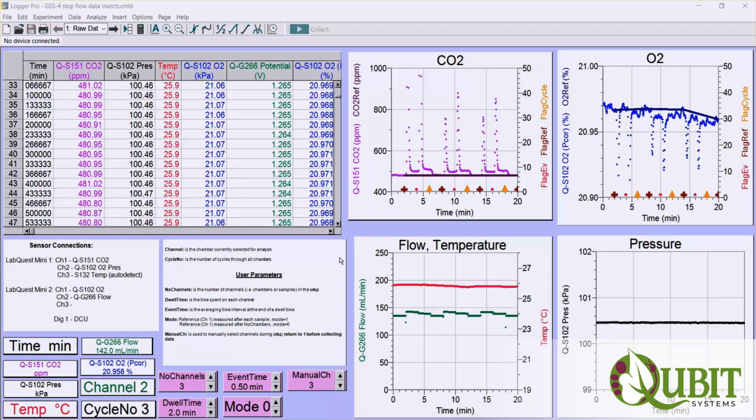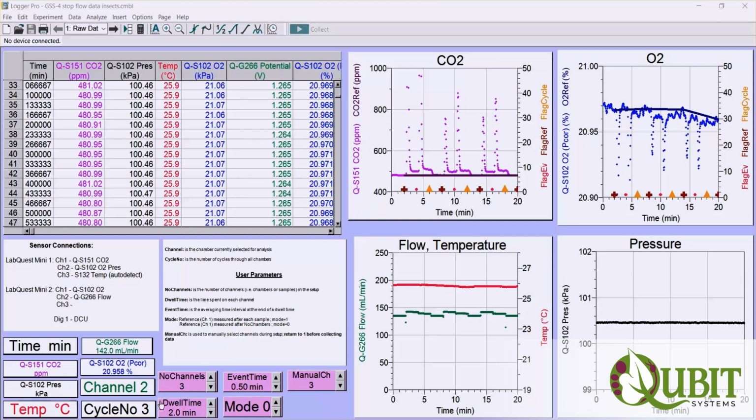And here are the user parameters that have to be set up, some of them before the start of the experiment, others can be done after the start of the experiment. The key parameter to set up before the start is, of course, the number of channels. This is a 4-channel system, and you can use fewer than 4 channels. We had 3, with the insects in channel 2 and channel 3.